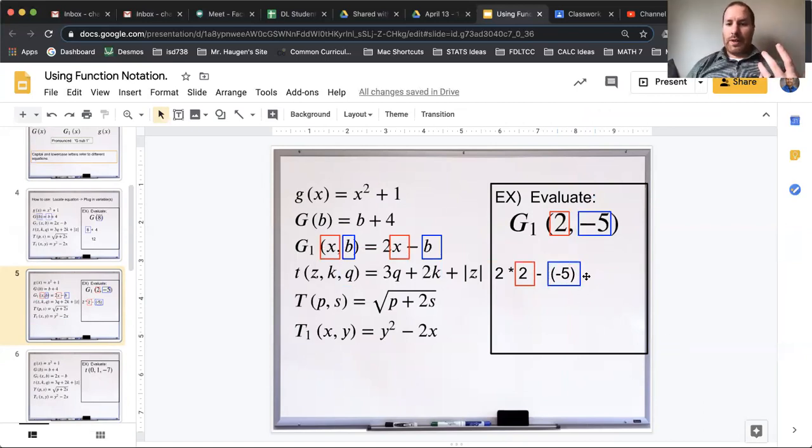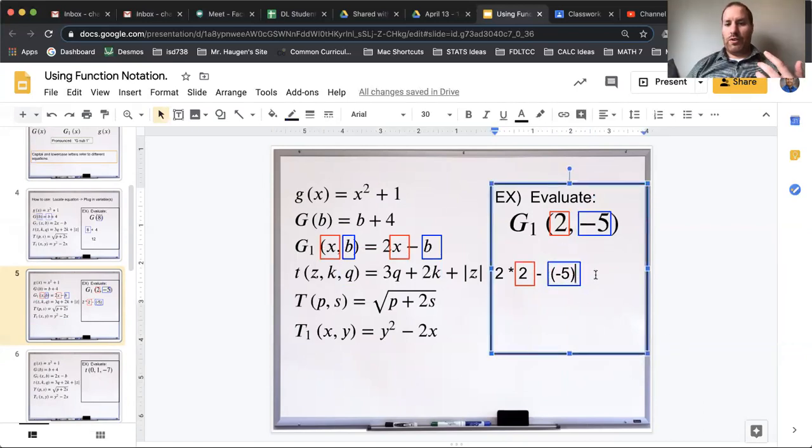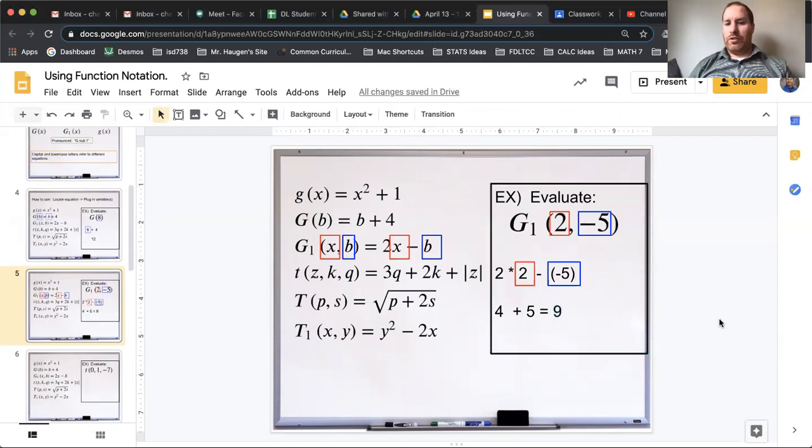Okay? And then we just evaluate those things. Like that's all that there is. That's all that there is to it. 2 times 2 is 4. Minus negative 5 means plus 5. And that is equal to 9. That's it. All right, so there's our final answer. We have 9. We're all good to go, right? It's just plugging in those equations.